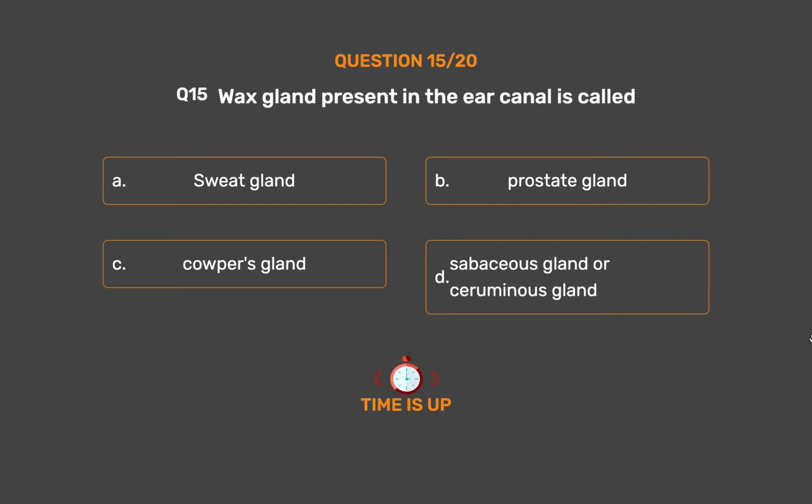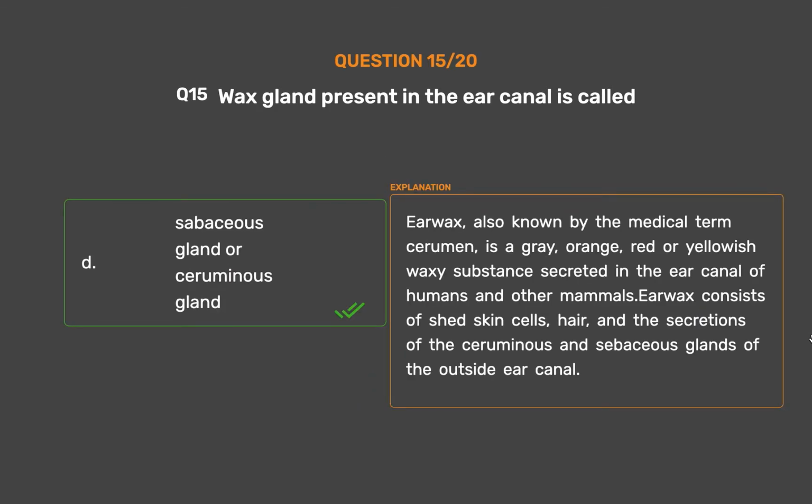The correct answer is Option D, sebaceous gland or ceruminous gland. Earwax, also known by the medical term cerumen, is a gray, orange, red or yellowish waxy substance secreted in the ear canal of humans and other mammals. Earwax consists of shed skin cells, hair, and the secretions of the ceruminous and sebaceous glands of the outside ear canal.